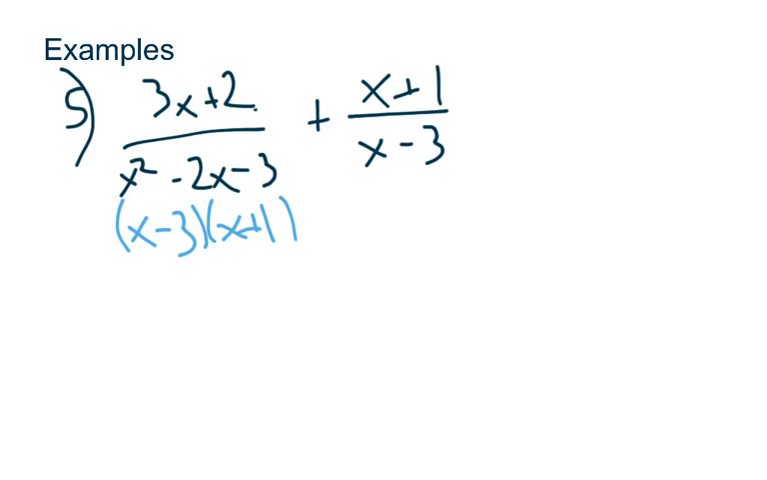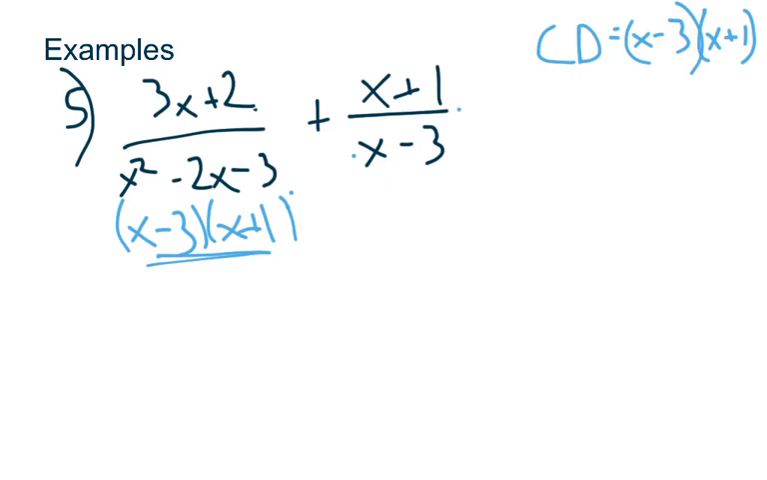And so when I ask myself, what's the common denominator between these two fractions, it's going to be this one right here, x minus 3, x plus 1. And so this has everything it needs. I don't need to do anything. But the fraction on the right, I'll need to multiply by x plus 1 over x plus 1.